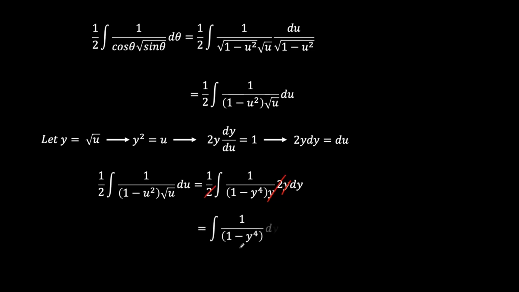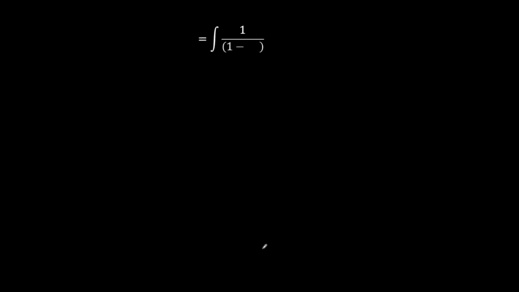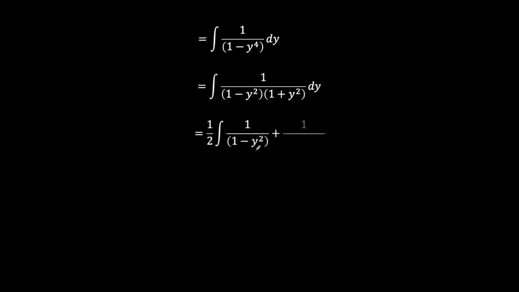And so we're left with the integral of 1 over 1 minus y to the power 4, which is an easy integral because now we can use, not integration by parts, but partial fractions. So we can split the denominator, 1 minus y to the power 4, in the form of 1 minus y squared times 1 plus y squared. Expressing that in partial fractions, we have half the integral of 1 over 1 minus y squared plus 1 over 1 plus y squared.